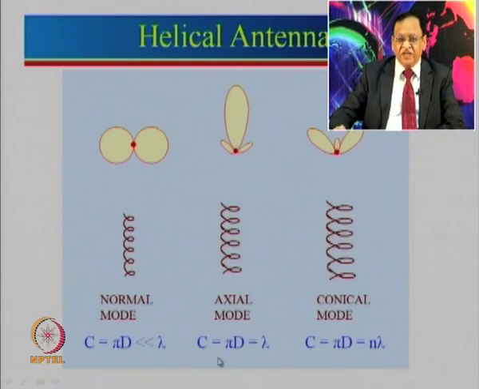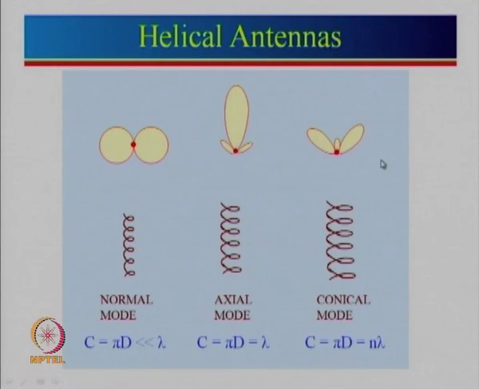So here the condition is that circumference equal to pi d, which is equal to lambda. Then there is a conical mode also, where circumference becomes n times lambda, where n is 2, 3 or more. However, I just want to tell you this mode is very rarely used. So in our coverage of helical antenna, we will focus on these two modes.